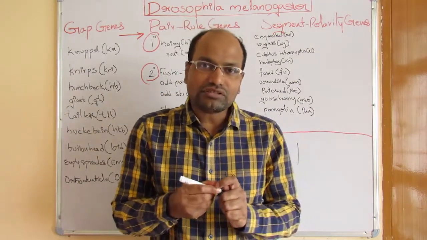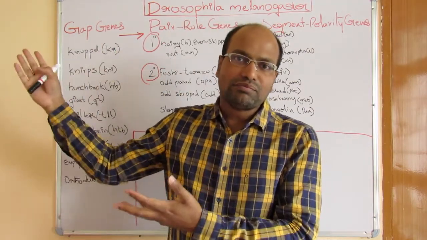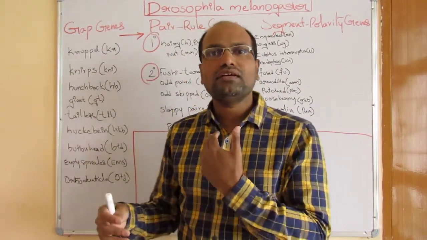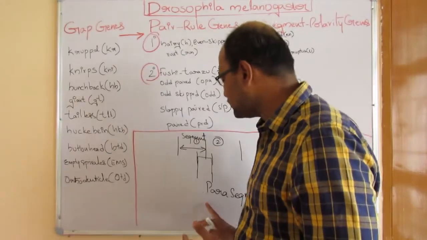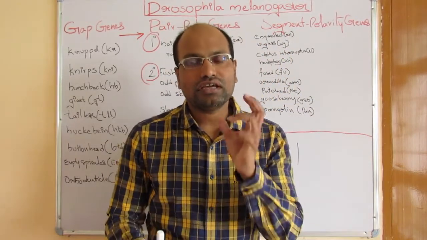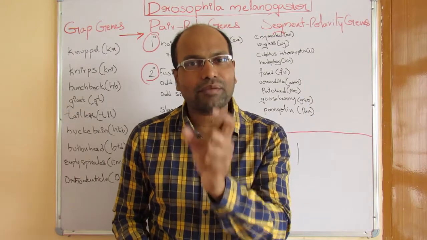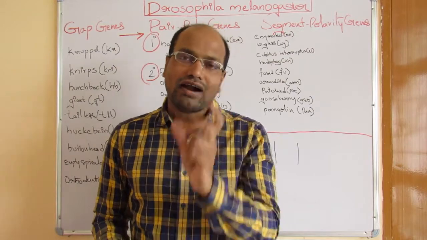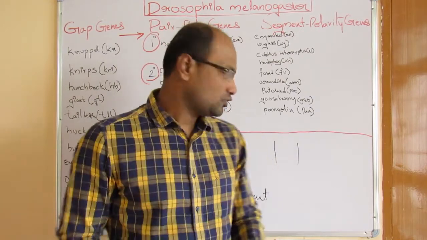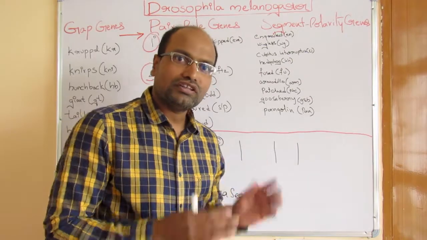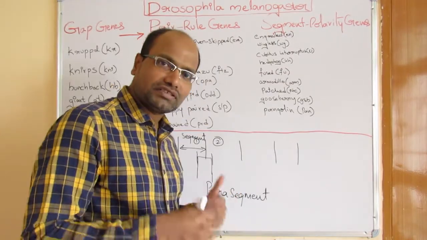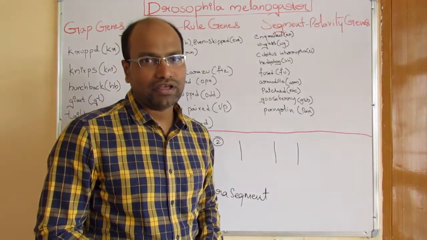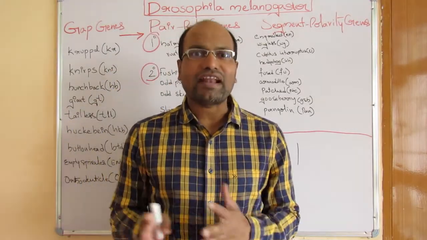Parasegment. Whatever changes we are talking about regarding the gap genes, pair-rule genes, and segment polarity genes all happen in the embryo, in the parasegmental region. In the embryo, the parasegment is the basic unit, whereas in the adult organism it is the regular segment that we see. So in the embryonic organism, the parasegment is the basic unit for development and segmentation, and in the adult organism it is a segment. So don't confuse the segment and the parasegment.